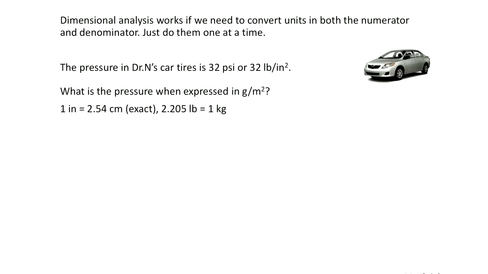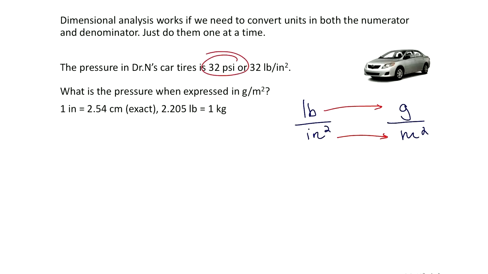So the strategy here is the same. We are given the unit pounds per square inch, so pounds over inch squared. We want to go to grams per meter squared. So we need to convert pounds to grams and inches squared to meters squared, but we do so one at a time. I'm going to rewrite this 32 psi as a fraction so I can convert the top and the bottom unit. So I can rewrite this as 32 pounds per 1 square inch.